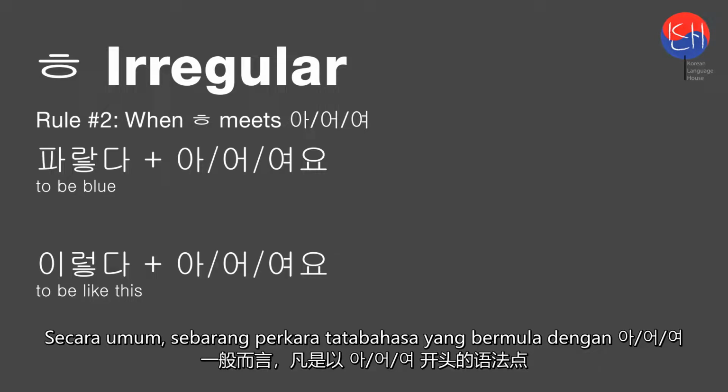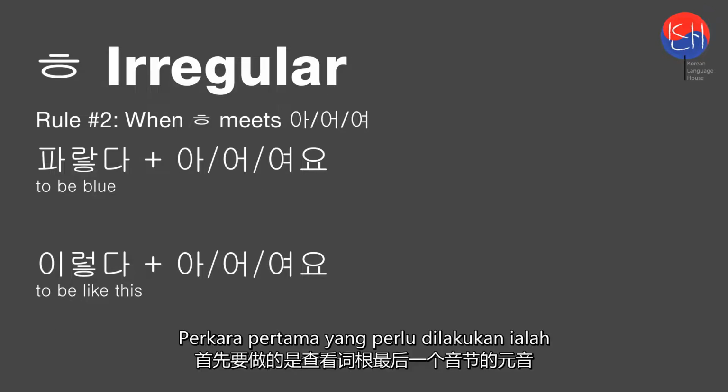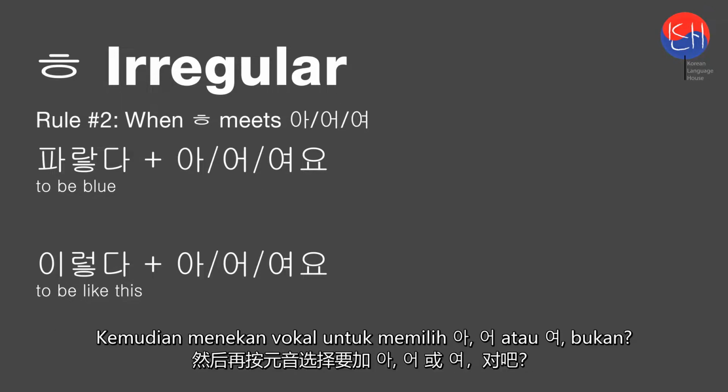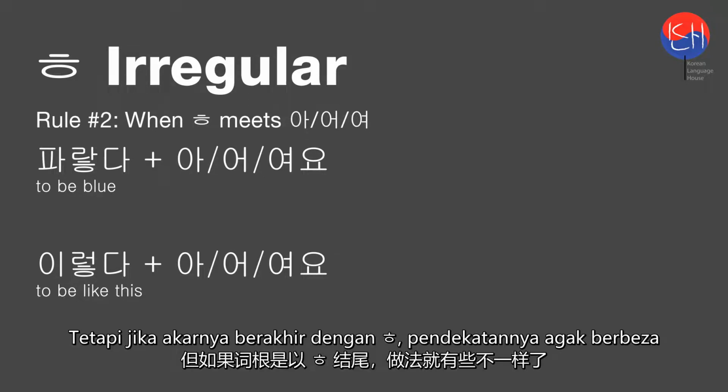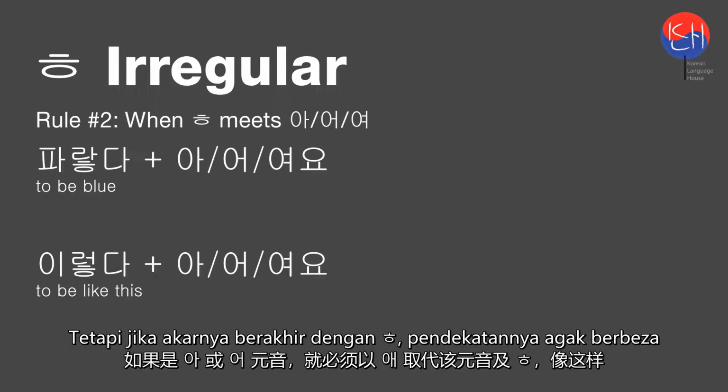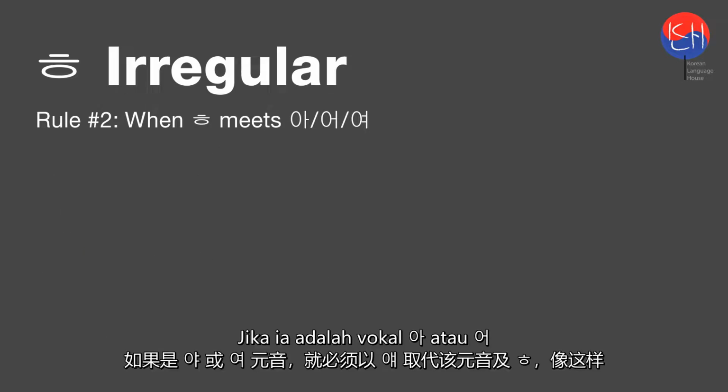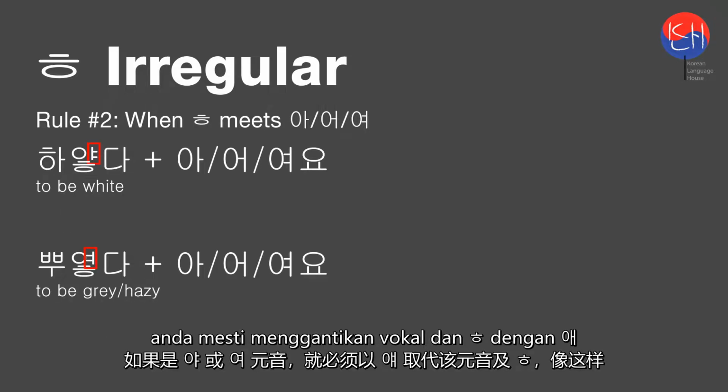Normally, conjugations that begin with ㅏ or ㅓ require us to look at the vowel in the last syllable of the word stem to decide whether to add ㅏ or ㅓ, right? But if the word ends with ㅎ, the rule's a bit different. If the vowel is ㅏ or ㅗ, you have to replace the vowel and ㅎ with ㅐ, like this. If the vowel is ㅑ or ㅕ, you have to replace the vowel and ㅎ with ㅒ, like this.